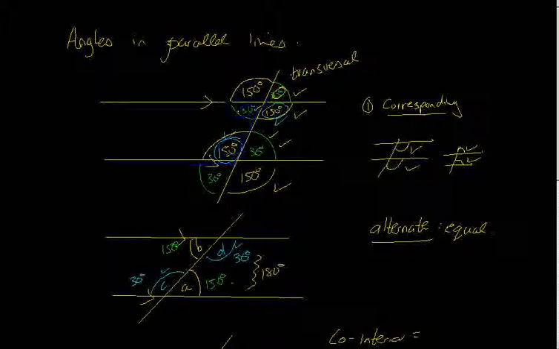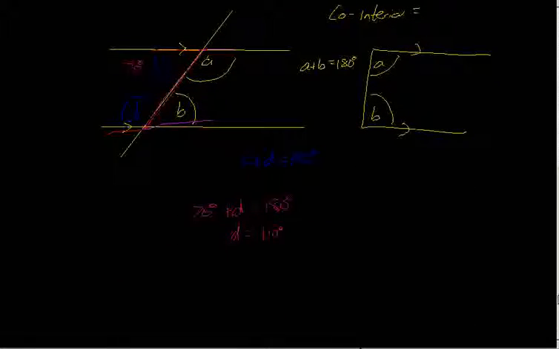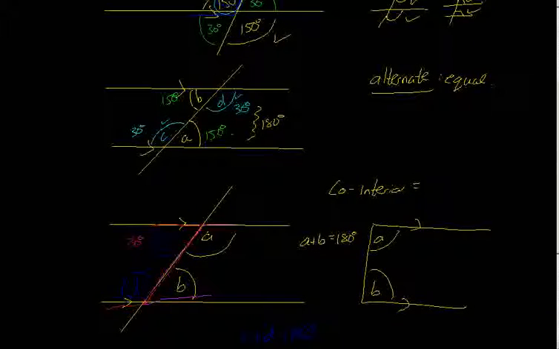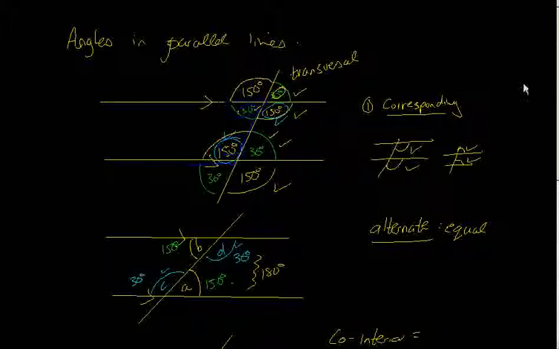Okay, so those are our three properties of angles in parallel lines that we can find, so just keep them in mind. And yeah, we'll go through some more, probably some examples.